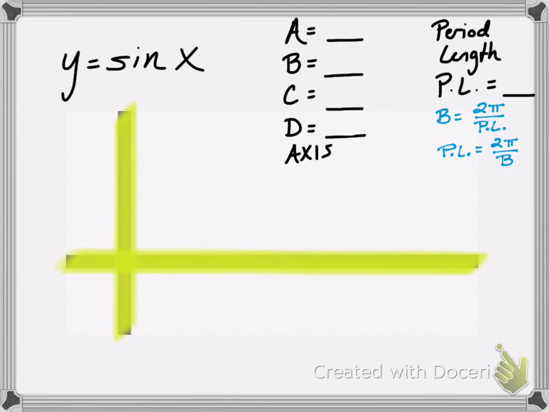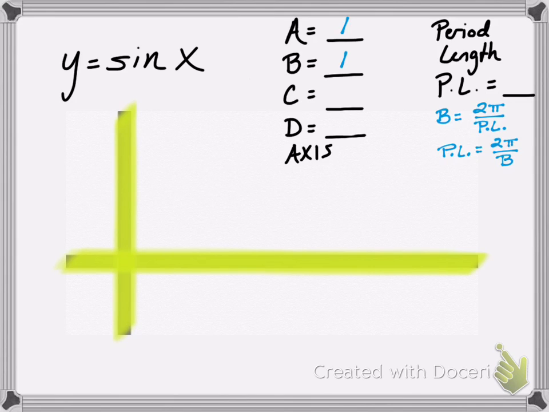So let's take a look at the most basic function of sine. Y equals sine x. This is the parent function that we wrote down last class. We need to be able to determine what A, B, C, and D are, and then we need to be able to translate those into amplitude, period length, axis of rotation, and phase shift. So what is A? What number is in front of the sine? 1. There's a 1 in front of that sine. B is the number in front of x. What number is in front of x? Should be 1 again.